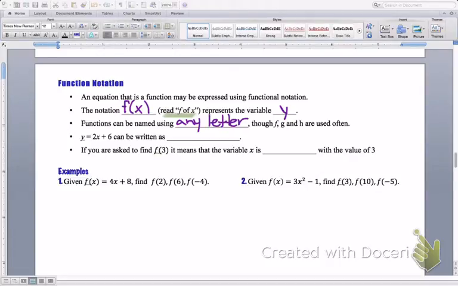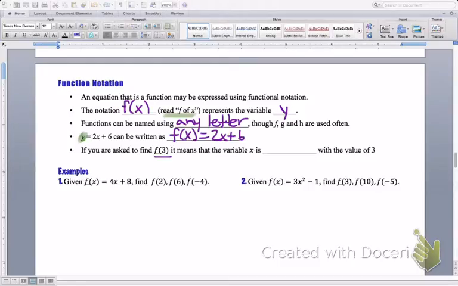So let's say we have the equation y equals 2x plus 6. I'm going to rewrite this as a function. All I need to do is take my y value and replace it with f of x. So I'm going to call it f of x equals 2x plus 6. All I changed was the y value to f of x. That's pretty much it. So functions represent the y value of an equation.